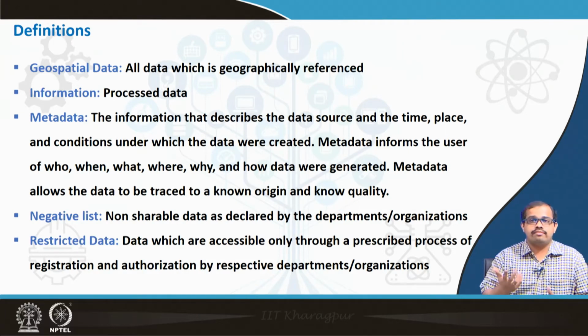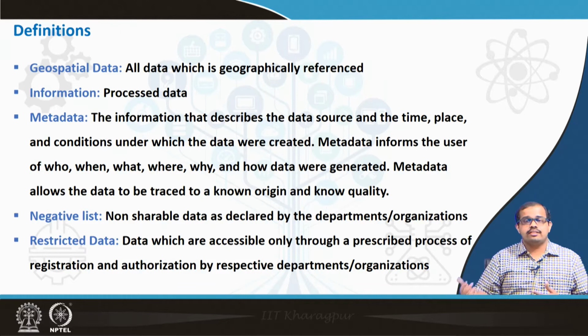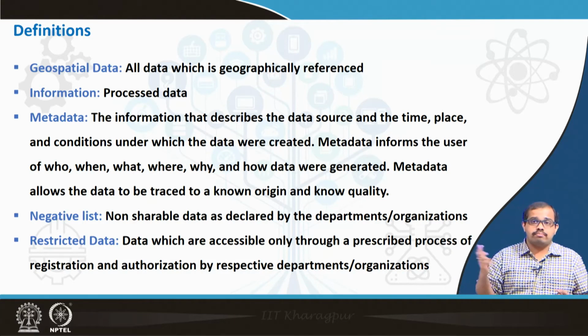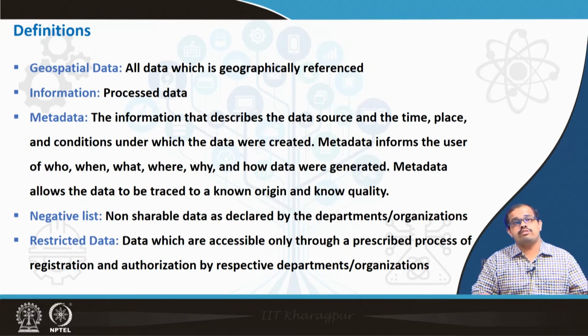So, you cannot have, let us say, 5 sets of data, 3 sets of data taken on a summer day and 3 sets of data taken on a rainy day to measure the temperature and say that this is the temperature variations across 5 different days. So, that is not possible. It has to be in a specific time, place and conditions have to be very clearly mentioned. Metadata also informs the user of who, when, what, where, why and how the data is actually created. And metadata also allows the user to trace to the known origin and known quality. So, this also is the same OGC standard that comes out here in NSDI.